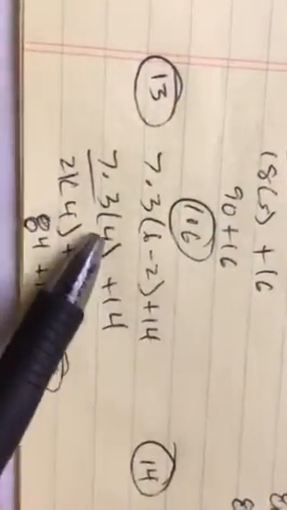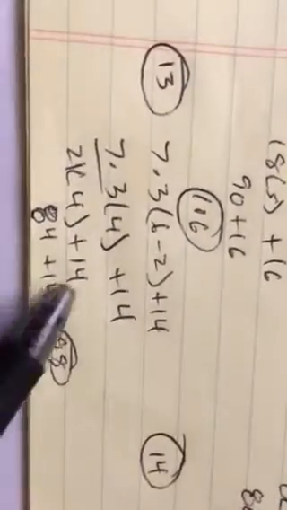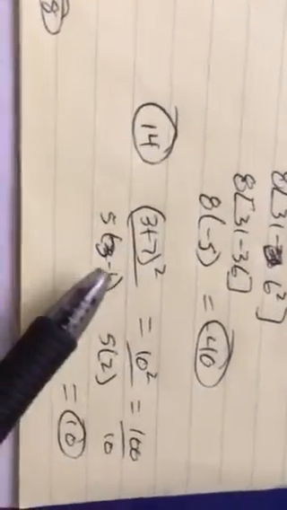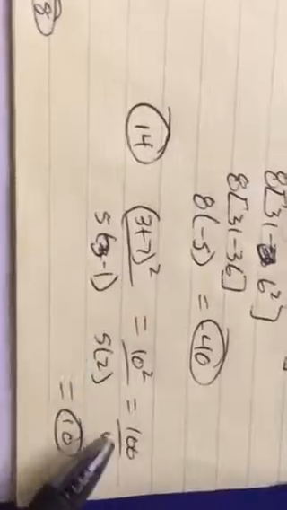6 minus 2 is 4, another string of multiplication that gives you 84, plus 14 is 98. Add, and then square it up top to get 100. Subtract, you're going to get 2. 5 times 2 is 10. 100 divided by 10 is 10.